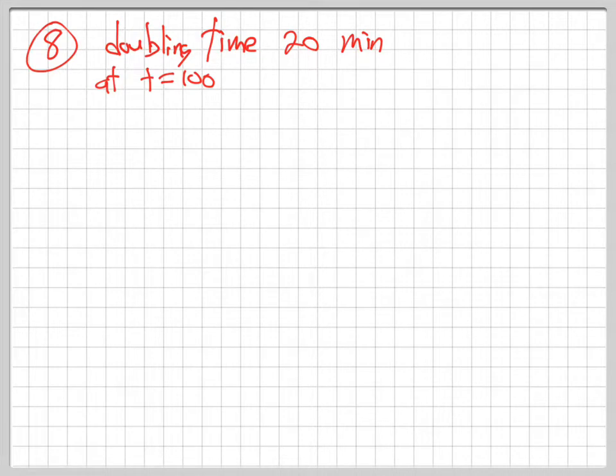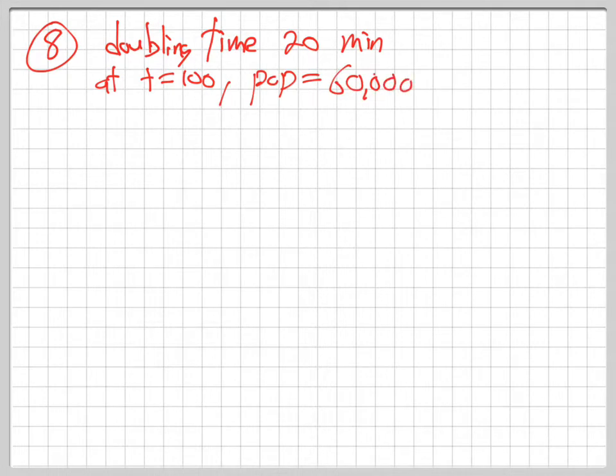I should have done this from the beginning. Doubling time, 20 minutes. At t equals 100, the population was 60,000. Okay, let's start again here.